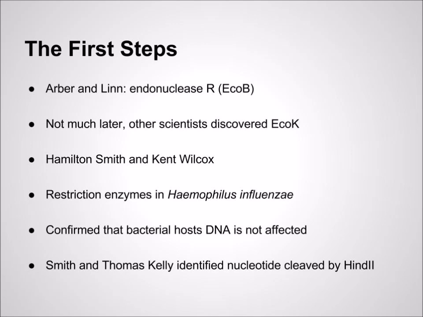Some background history about restriction enzymes. It all started when Swiss microbiologist Werner Arber and his assistant Stuart Lind proposed that there were specific sites and sequences on the genomes where the restriction enzyme activities were occurring. This was called endonucleolytic scissions, also known as endonuclease R, later renamed ECO-B. Then, after this, other scientists discovered ECO-K.